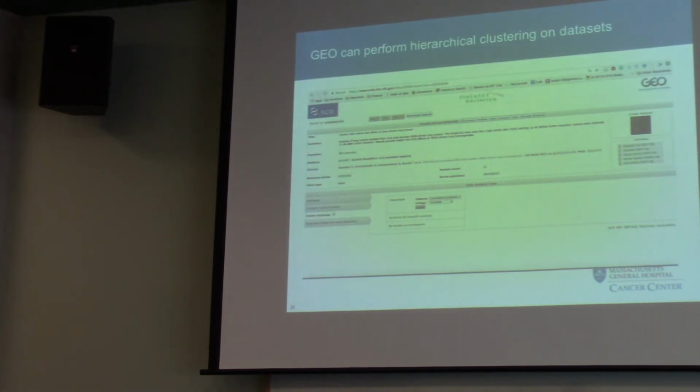One of the very useful functions is that we can actually perform hierarchical clustering on the data sets, all online, without ever having to download the data. So let's make sure that everybody's at one of the data sets that are available. Why don't you go to the search function and type in chronic high-calorie diet effect on KRAS-driven lung cancers.